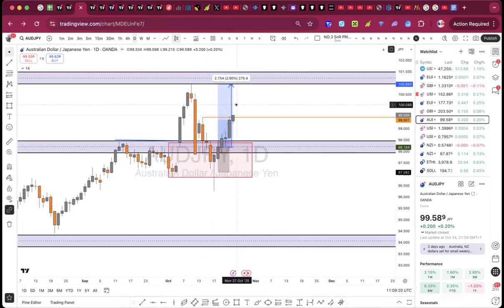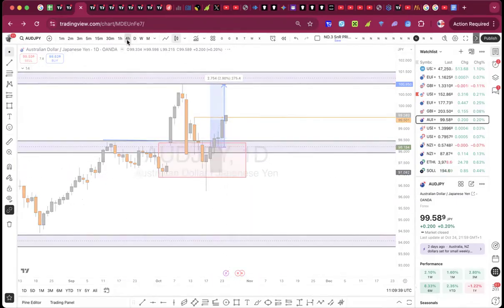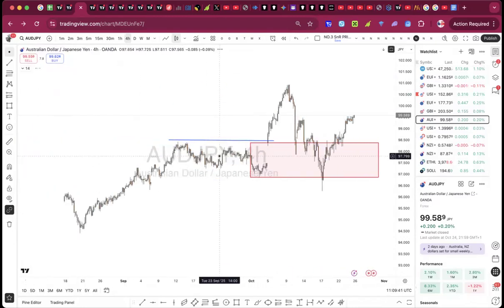Now, what happened here is what we call power of three. So there was an accumulation of candle, and there's a manipulation, and this is the continuation. Some just get into the market with this candle, but we want to go to a lower time frame to actually be able to analyze where to find a proper entry. So let's go to 4 hours time frame. In a 4-hour time frame, what we're looking for is very simple, right?